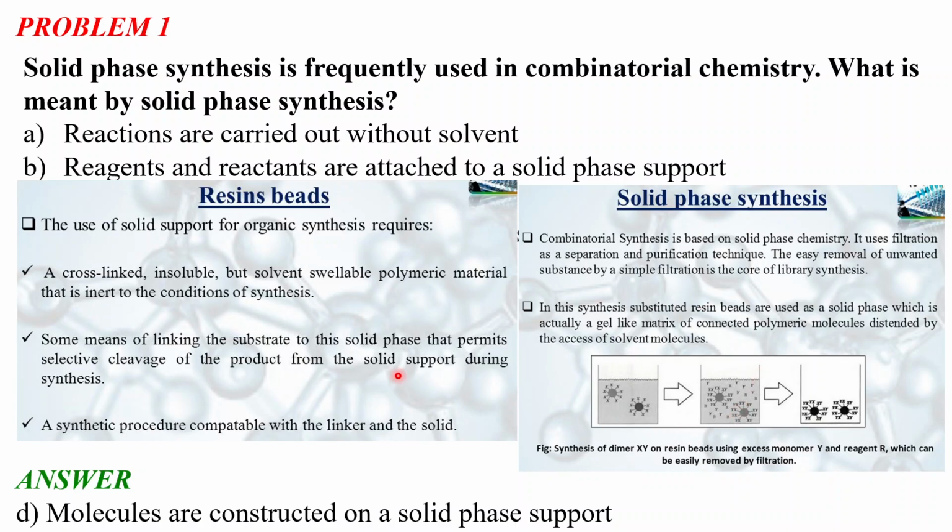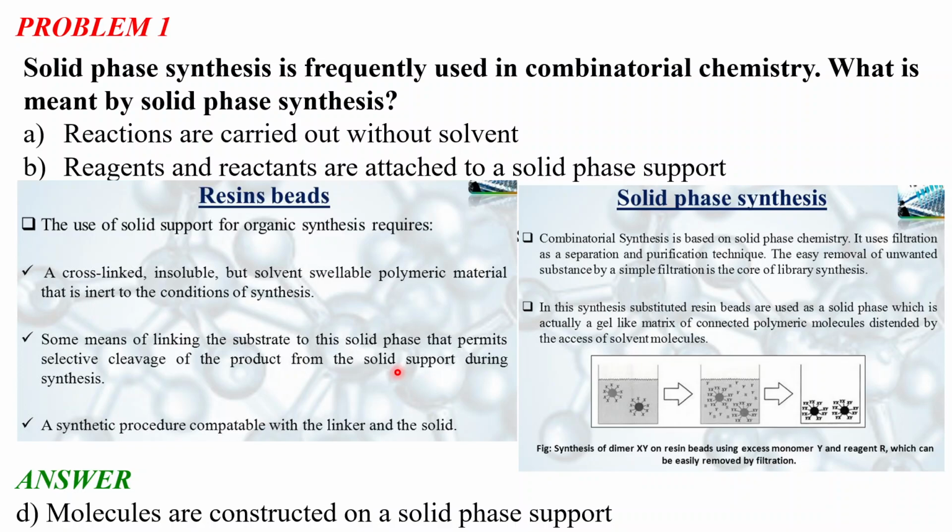In this case, the molecules are constructed on a solid phase support. This is very frequently used in combinatorial chemistry because purification is very easy. Only the products are attached to your solid phase support, not the other molecules, so you can just wash things away. The easy removal of unwanted substances by simple filtration generates a library, which is very easy. So option D was the correct answer for problem number 1.